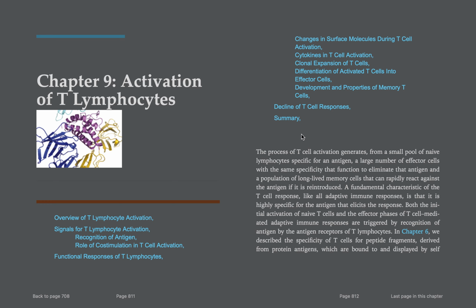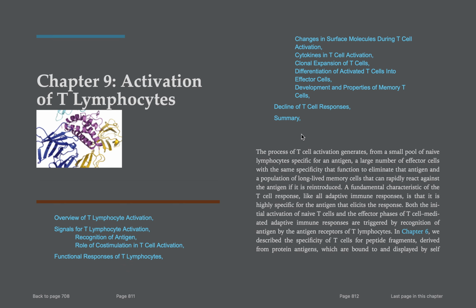of antigen, role of co-stimulation in T cell activation, functional response of T lymphocytes, changes in surface molecules during T cell activation, cytokines in T cell activation, clonal expansion of T cells, differentiation of activated T cells into effector cells, development and properties of memory T cells, then you see the decline of T cell response, then you see the summary. So let us go.